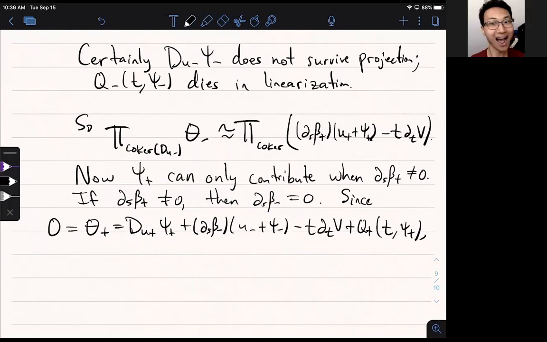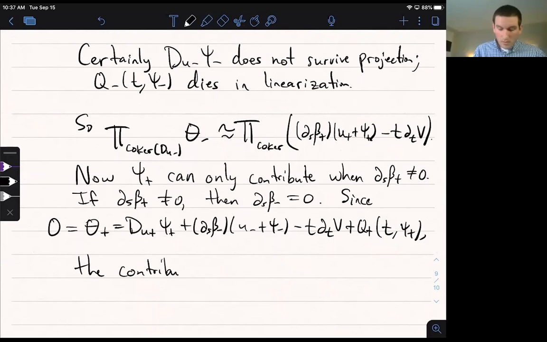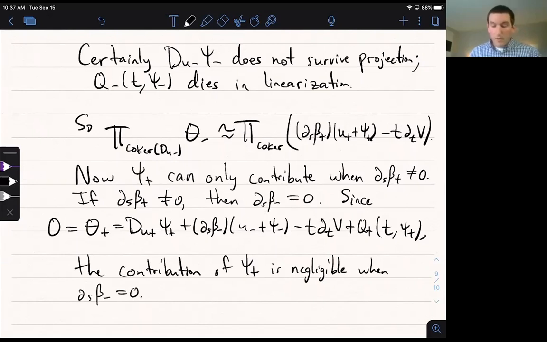Wait, but U also decays, right? You have to say it decays faster than... U also decays, you're saying? U plus, right? It decays to the Reeb orbit. So we don't have any Reeb orbits since we're not doing ECH just yet. Oh, I see. Yeah, sorry. So we'll deal with the asymptotics of U plus shortly. But I basically just want to say the contribution of psi plus is negligible when ds beta minus is 0. I will say this is the term I felt most unsure about throwing out.